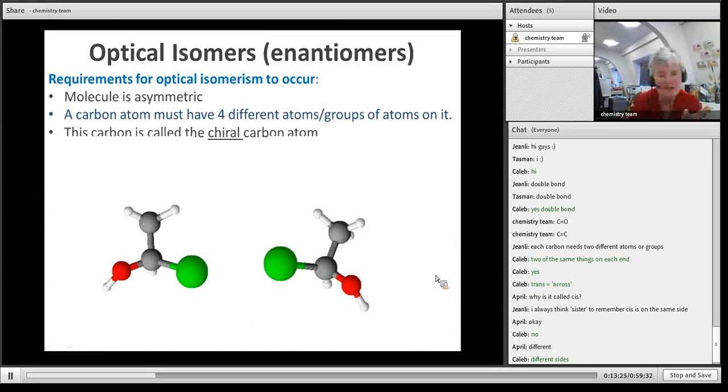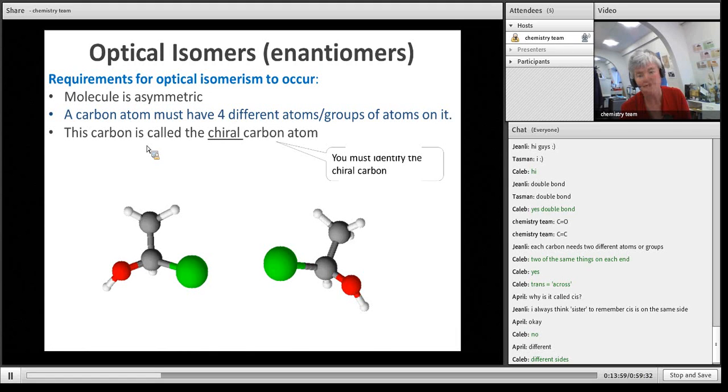Now, some students think of groups as being functional groups. It doesn't have to be functional groups. It's just a group, like methyl is a group, or OH is a group. I know OH is also a functional group, but it just has to be a group of atoms. It could be an ethyl group, or a methyl group, or a propyl group, or a bromine, or NH2. And that carbon with the 4 different groups, that asymmetric carbon, is called a chiral carbon.